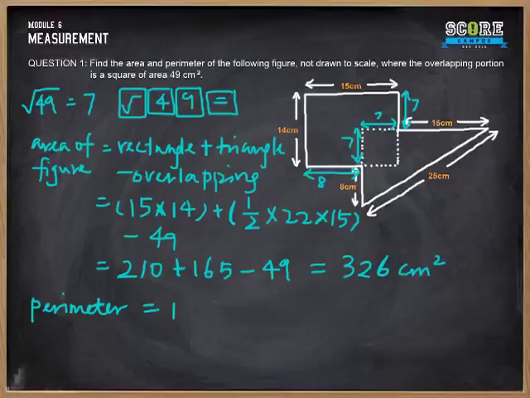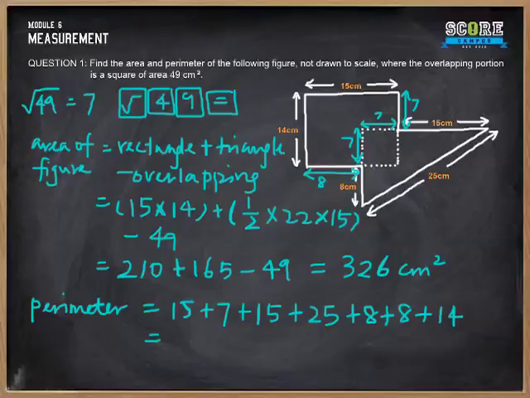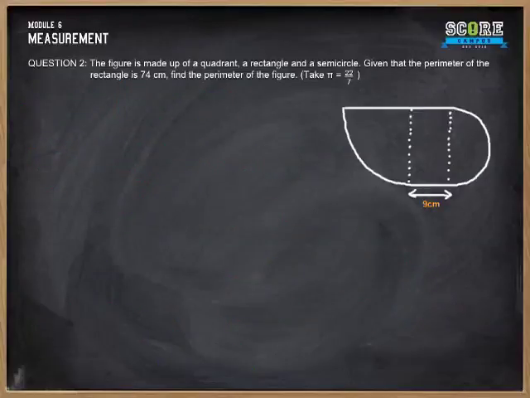You start off with 15 plus 7 plus 15 plus 25, plus 8, plus 8, plus 14. And the answer you get when you add all of them up is 92 centimeters. That is the perimeter of the figure. That is your final answer as far as the perimeter is concerned. The area, as you have already calculated, is 326 cm squared. Well done.